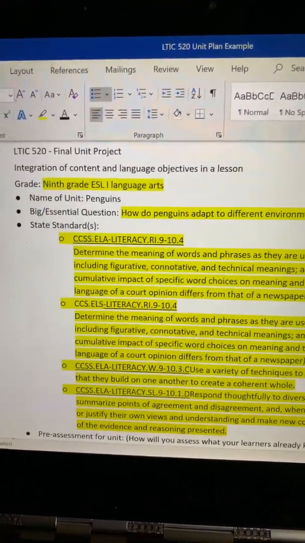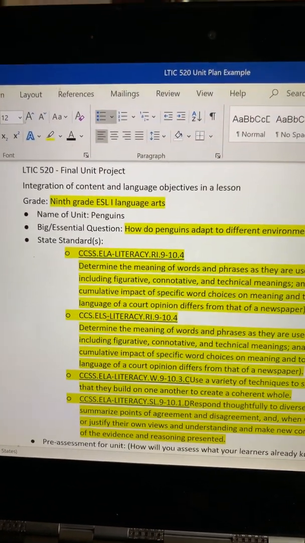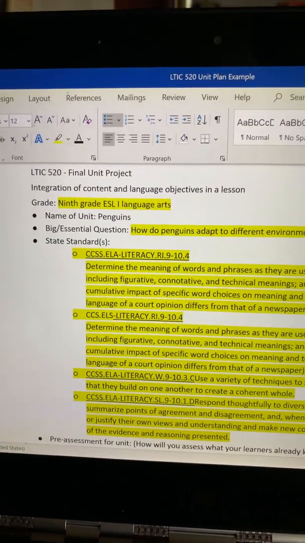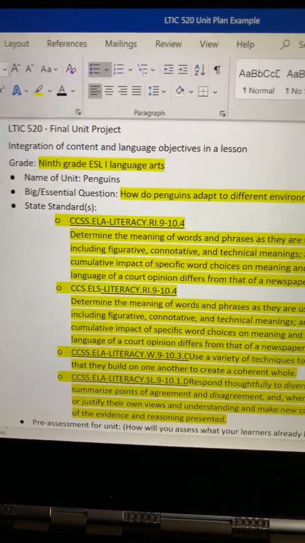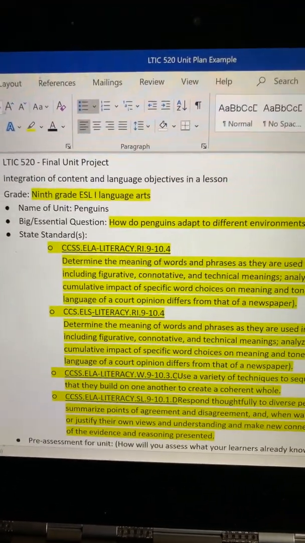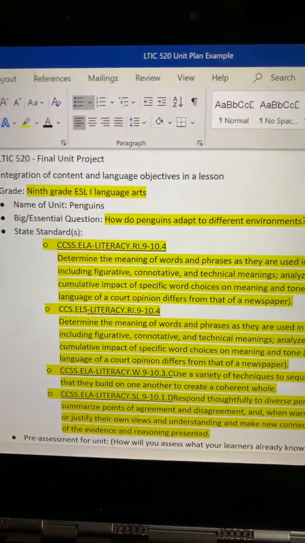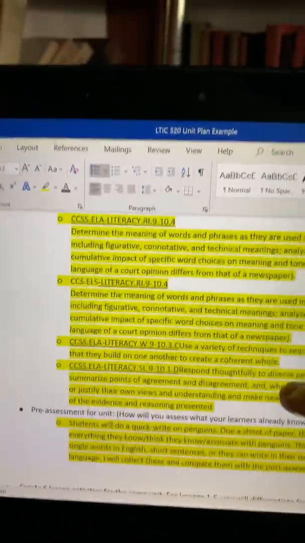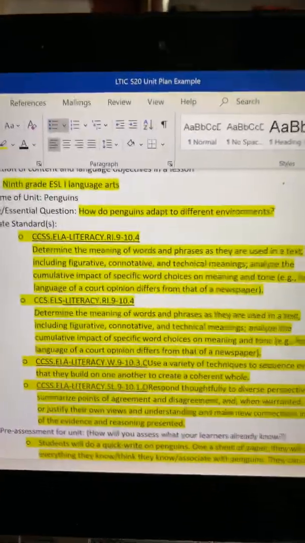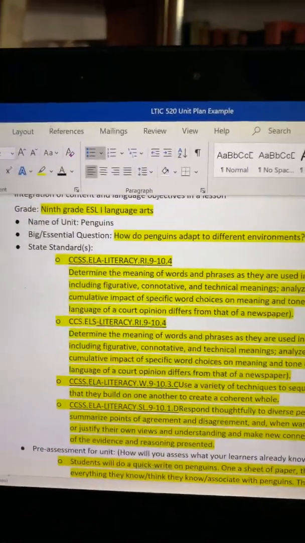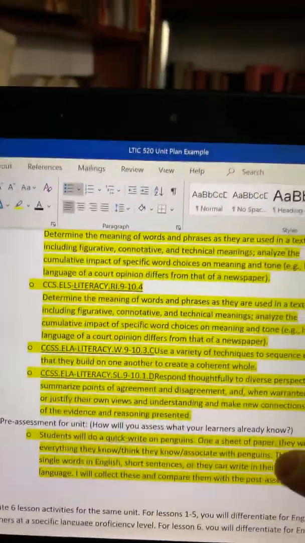It's a ninth grade ESL class. It's a unit where we actually read about penguins and different animals. And the big question in the content is how do penguins adapt to different environments? And that is aligned to these state standards in literacy. So I've got the 4 of those there. I won't read those. You can look at those if you want.